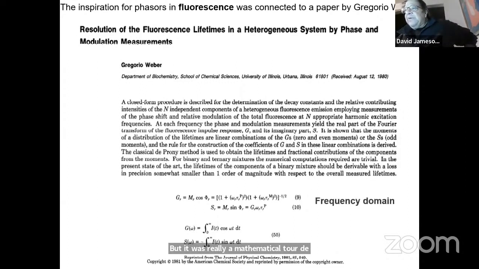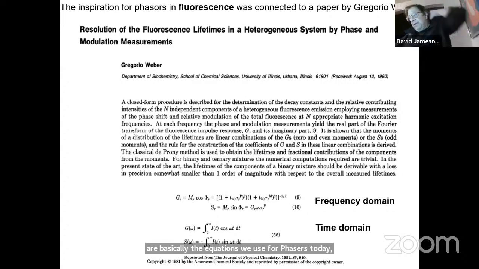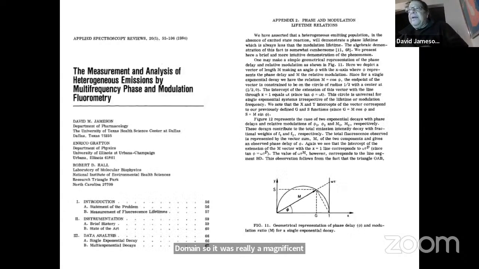He derived in these papers, he described these terms called the G and the S, which are basically the equations we use for phasors today. And he did it for both frequency domain and time domain. So it was really a magnificent paper that he had here.